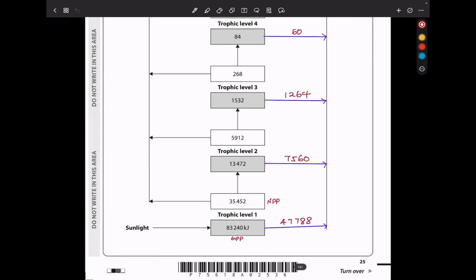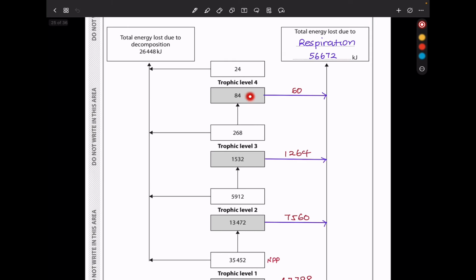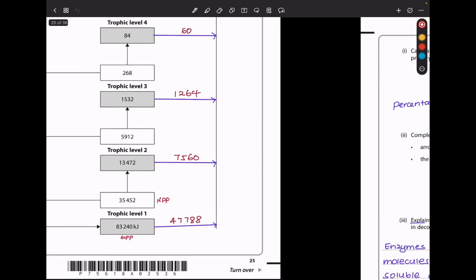So here, the difference between that and that is going to be that. Then the difference between that and that is going to be that. The difference between that and that is going to be that. And finally, the difference between that and that is that. So adding everything up, I got 56672 kilojoules as my answer.